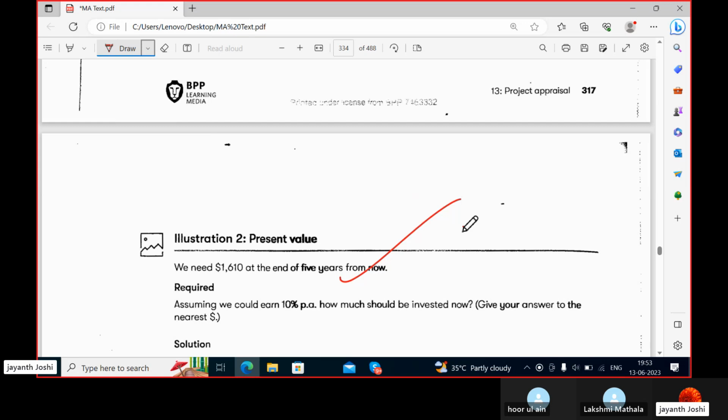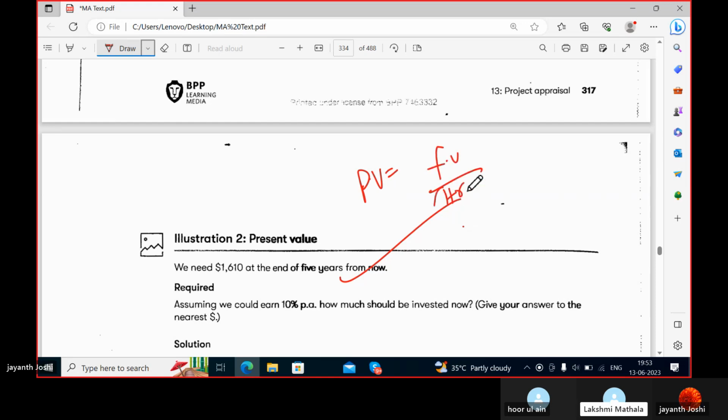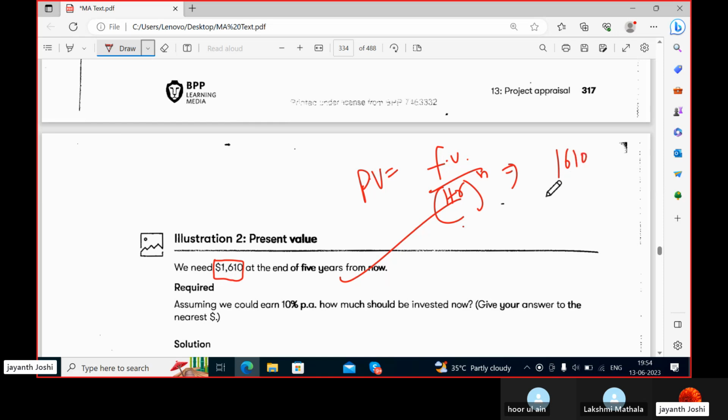Yeah, what's the answer? The formula for present value is future value by 1 plus r whole power n. That means after 5 years you are going to get 1610. So 1610 whole divided by 1 plus 0.10 whole power, how many years have they given? 5 years. Yeah. Now just calculate and tell.